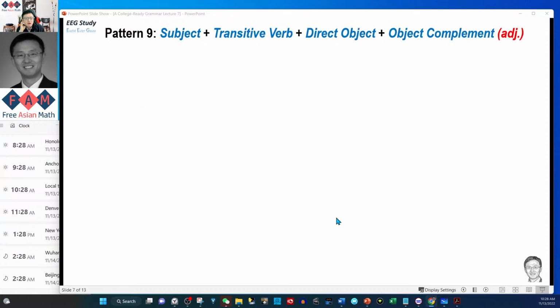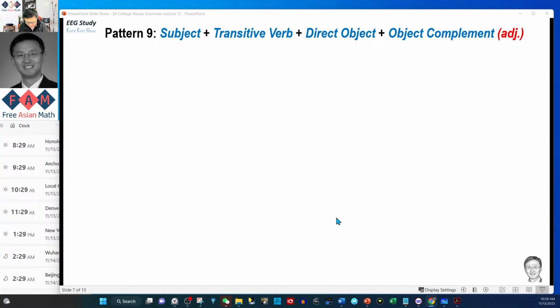Okay, now pattern number 8 is very important, okay? It's not just important, it's also very confusing because a lot of students cannot get what the indirect object is and why it appears that way. Many students think that the indirect object is the direct object. That is wrong. If you keep a very sharp mathematical mind, you will see why it's wrong. Okay? Now we're ready to move on to the next pattern.